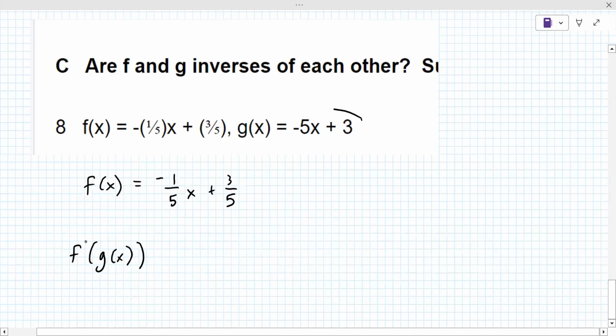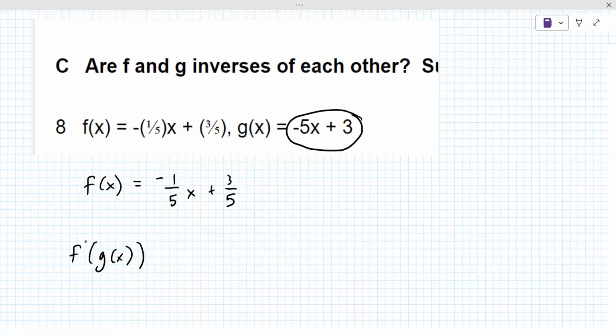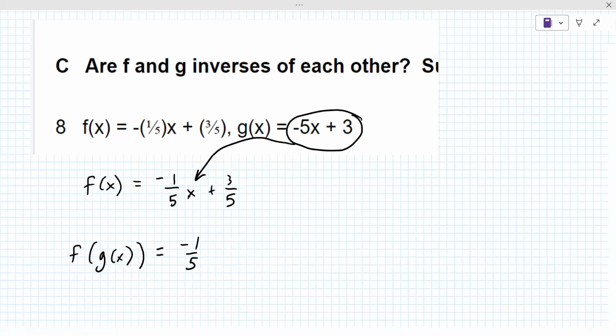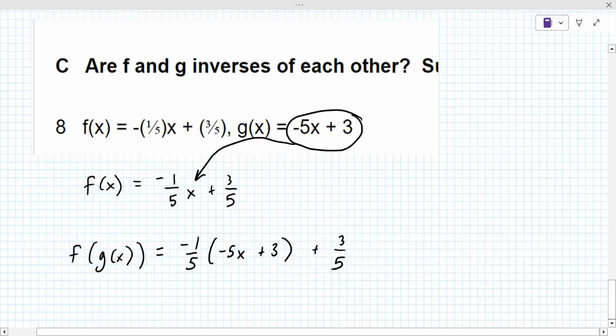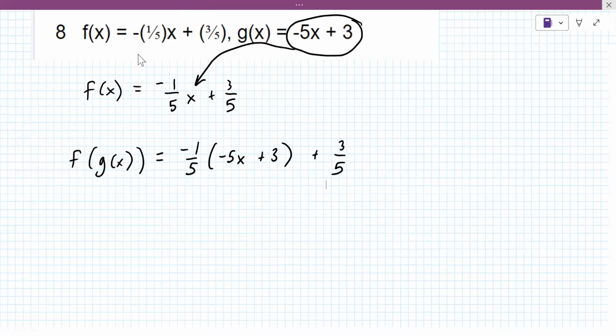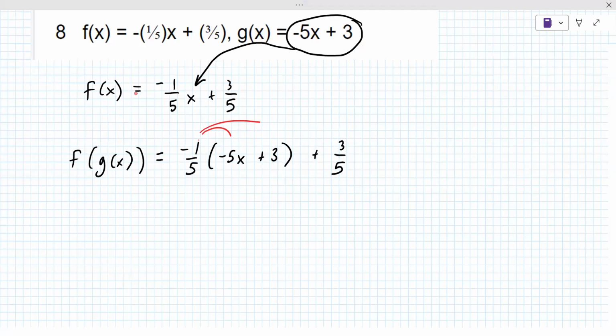They first want you to take this right here and put it in for x. You take the inside function and replace it in the other function. Minus 1/5 times parentheses minus 5x plus 3, plus 3/5. And then you have to simplify this. Okay, so to do that, we will distribute the negative 1/5 to both terms inside here.